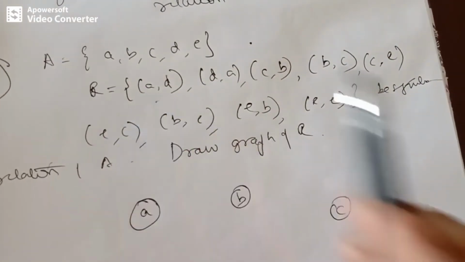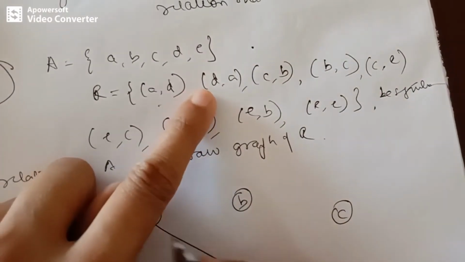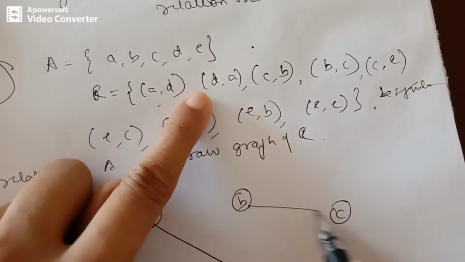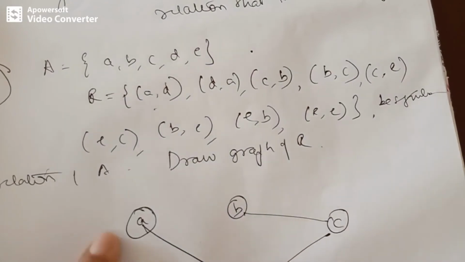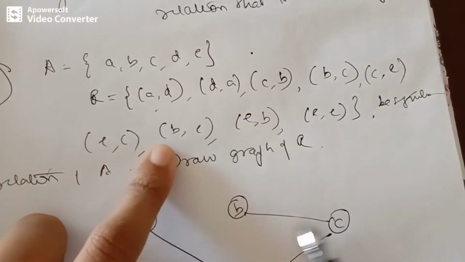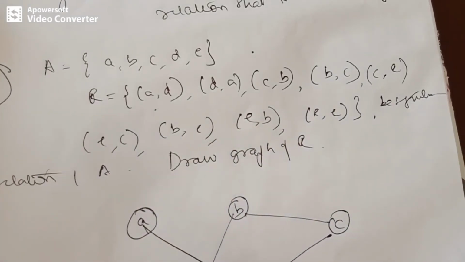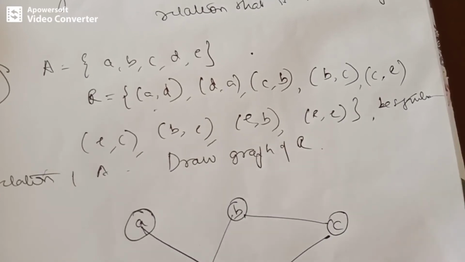So there is an edge from A to D. Vice versa, D to A. So I need not draw it, it is bidirectional. Then from C to B you have an edge, B to C you have an edge. Then C comma E you have an edge, E comma C you have an edge, B to E you have an edge, E to B you have an edge, and again a loop, a self loop. So this is the graph of the corresponding relation.